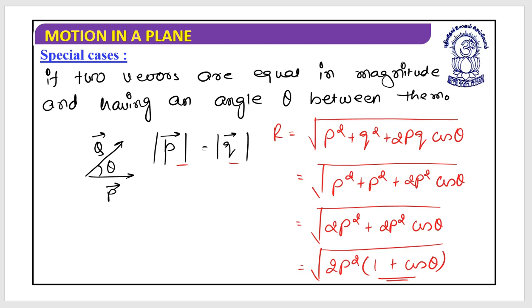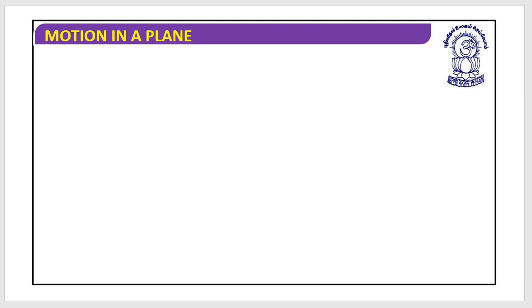Do you know any identity which can be used? No? So let's first go to that identity, and then we are coming back to here. So let's first look at those mathematical identities. They are the trigonometric functions or formulas.